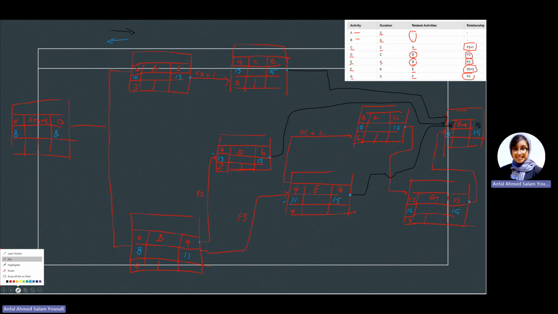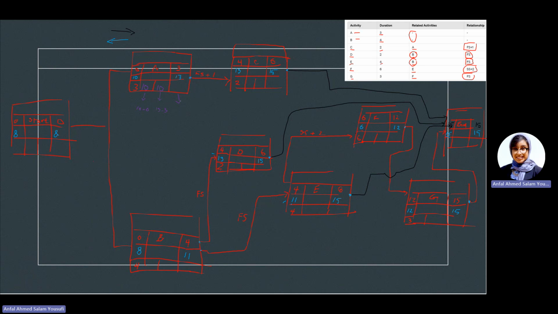Okay, I'm gonna use purple. So let's do A as an example. In here, you are supposed to do late start, that is 10, minus the earliest start, that is 0. So their start float would be 10. On the other hand, your finish float would be the latest you can finish this one, which is in day number 13, minus the earliest you can finish this, which is in day number 3, meaning your finish float is 10 days.